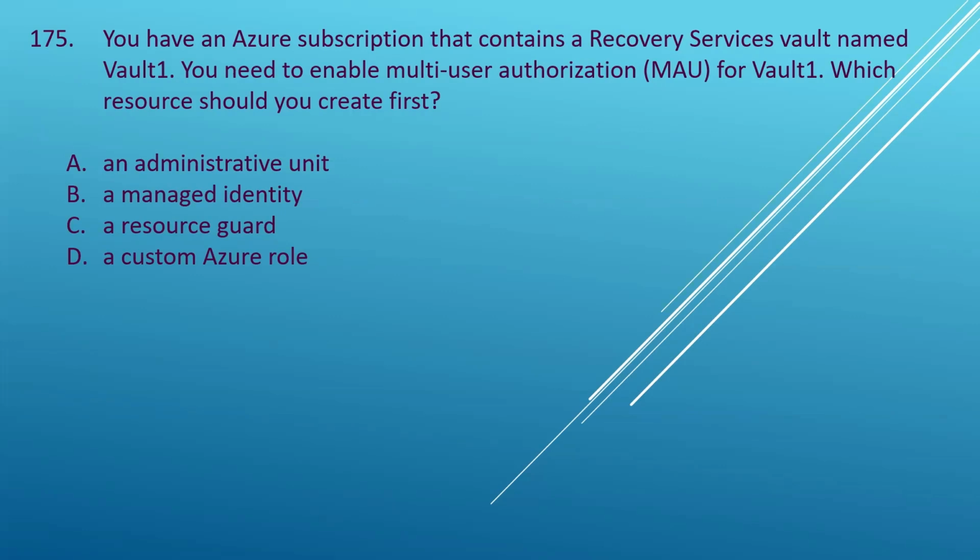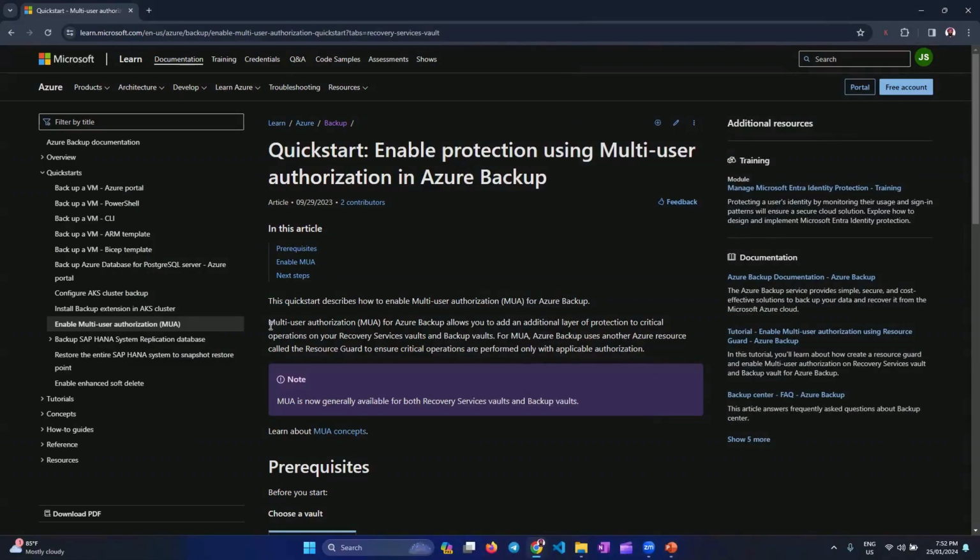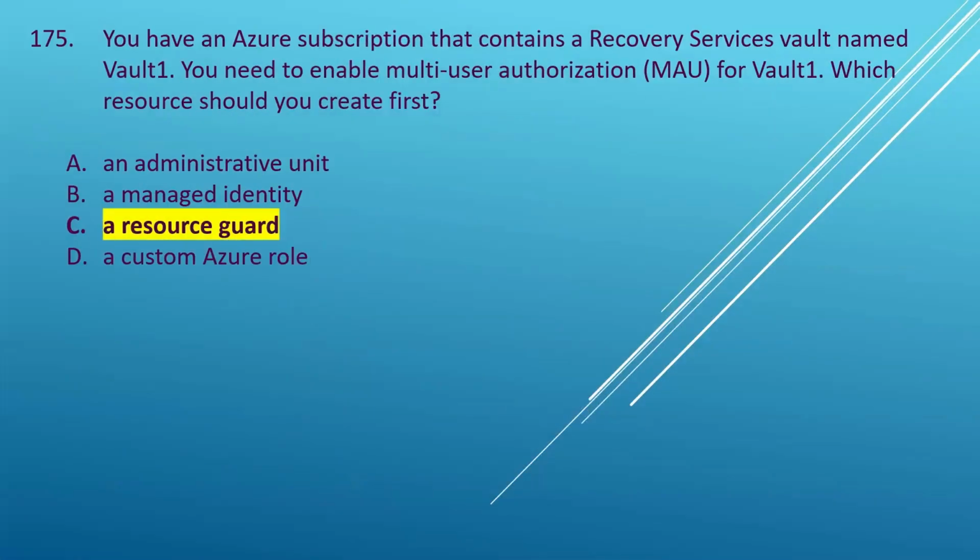Folks, let's first understand what is multi-user authorization for Recovery Services vault. This is one of the official pages from Microsoft, which is talking about multi-user authorization in Azure Backup. Multi-user authorization for Azure Backup allows you to add an additional layer of protection to critical operations on your Recovery Services vaults and backup vaults. For MUA, Azure Backup uses another Azure resource called the Resource Guard to ensure critical operations are performed only with applicable authorization. So for that very reason, we will choose option C, a resource guard, as the correct choice in this case.